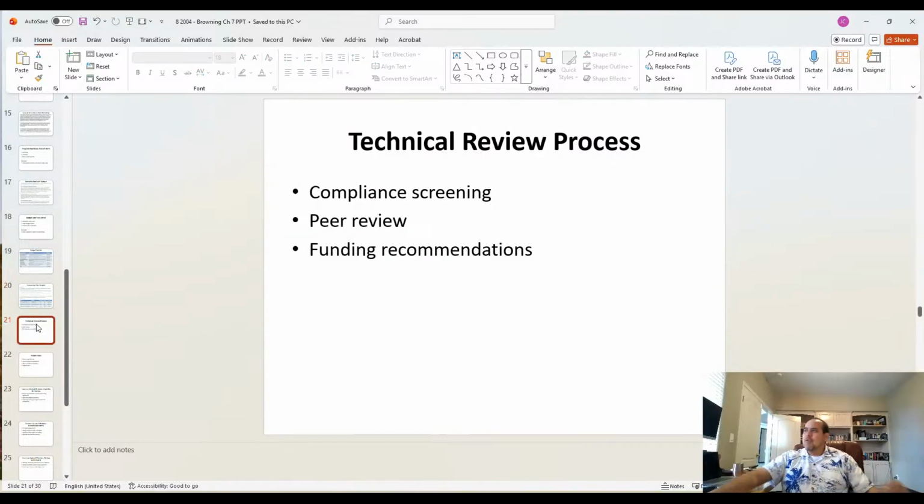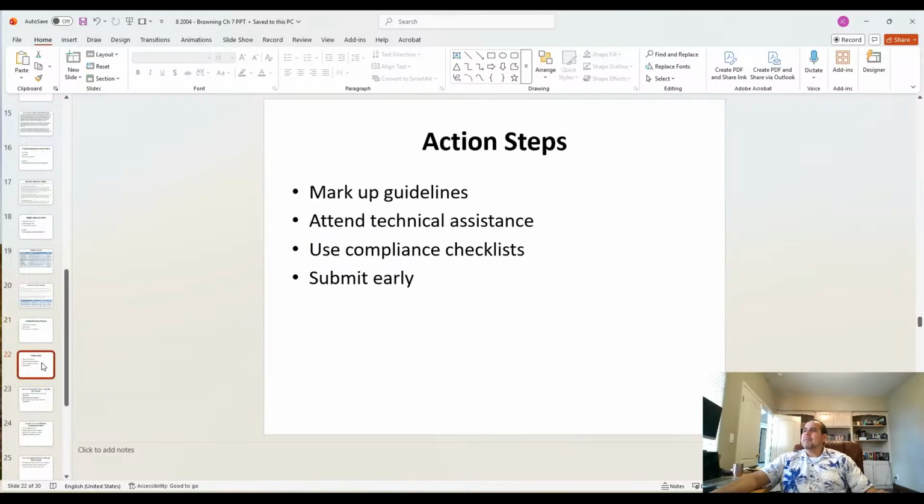All right. The technical review process: you have compliance, peer review, and funding recommendations. The key thing to remember here is sometimes the state will hire outside experts to review these grants because they don't have the capacity to review all of them. So say for after-school programs, they would get somebody who's an expert in after-school programs, who has maybe written professional academic articles about them, in the field of academia or the like, to review these proposals and make recommendations.